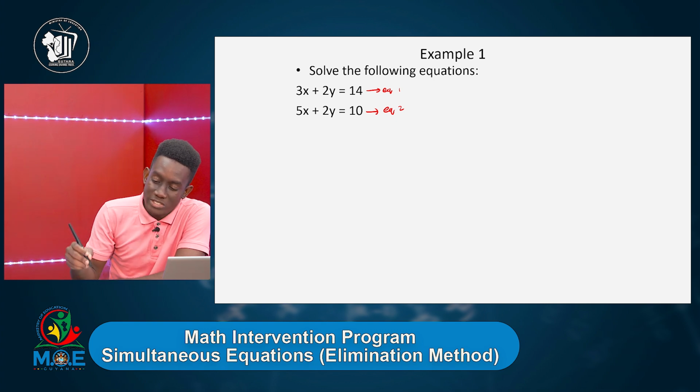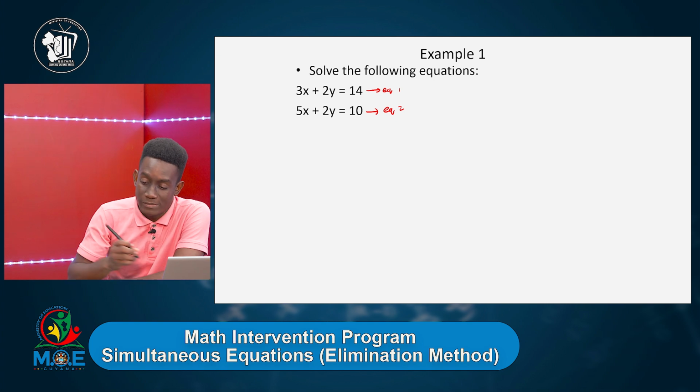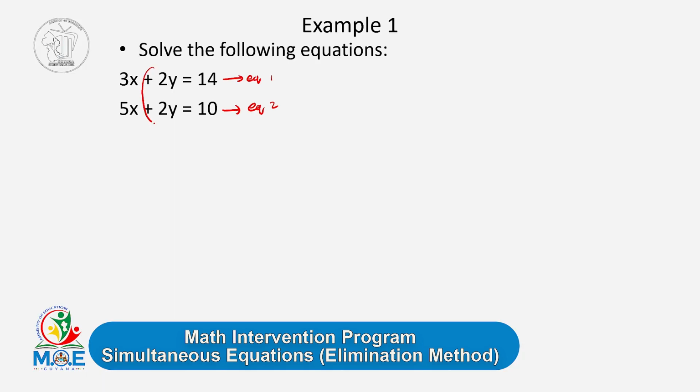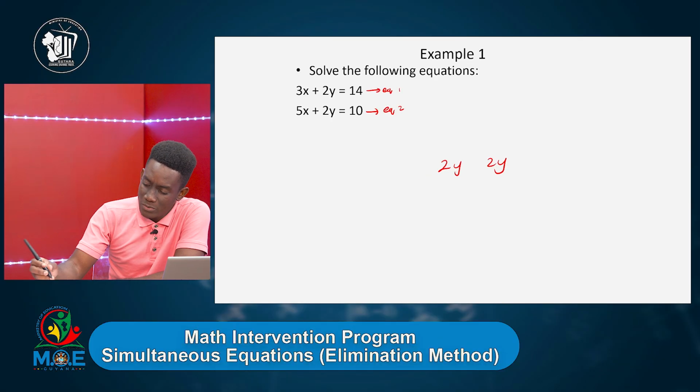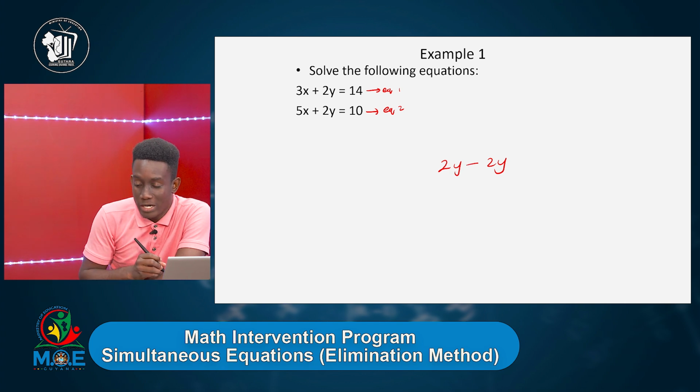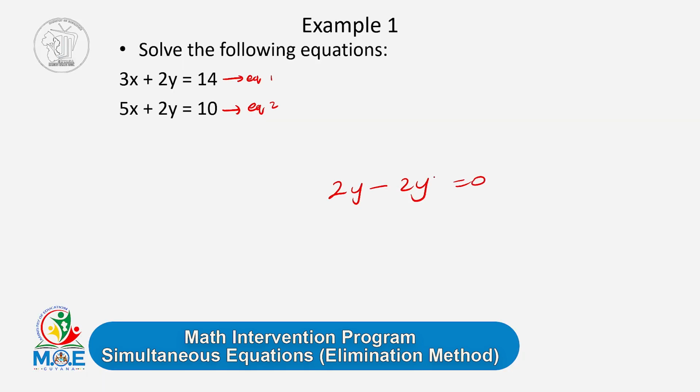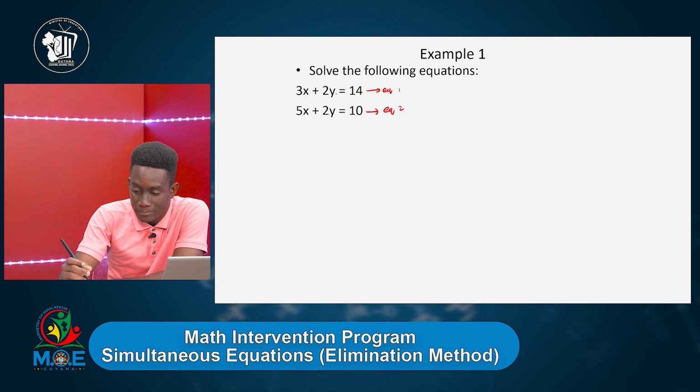We look through and see if the coefficients of any of the variables are the same. Here we have 2y and 2y, so the coefficients are the same. And we ask ourselves, if we have 2y and 2y, what operation can we do to make it 0? We can subtract 2y from 2y and we will get 0, so this will be no more. That is exactly what we do. We subtract these two terms to get rid of them.